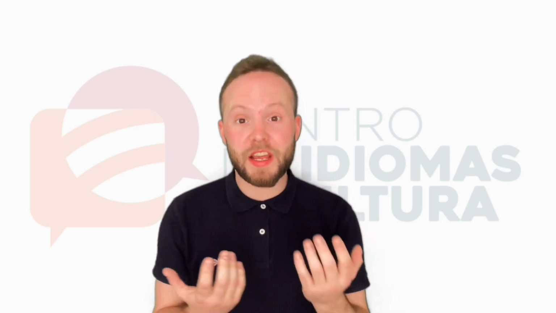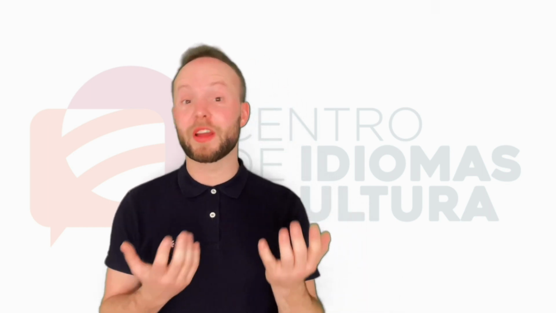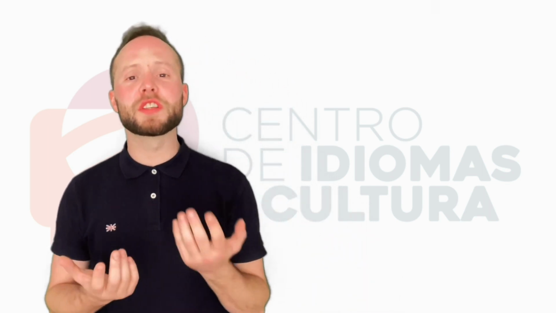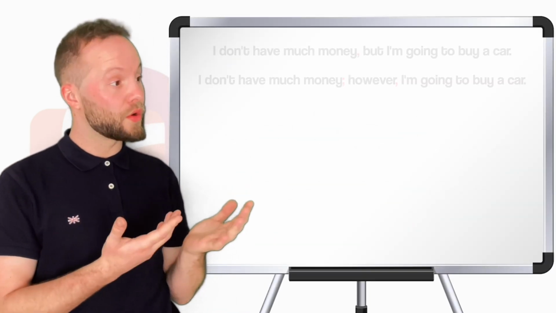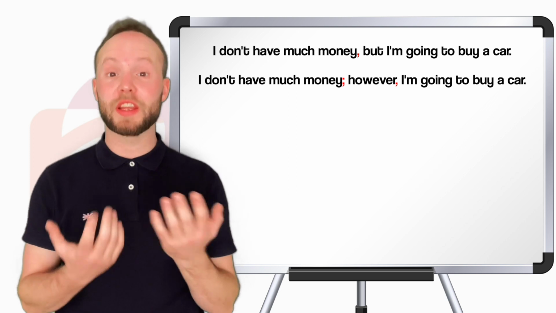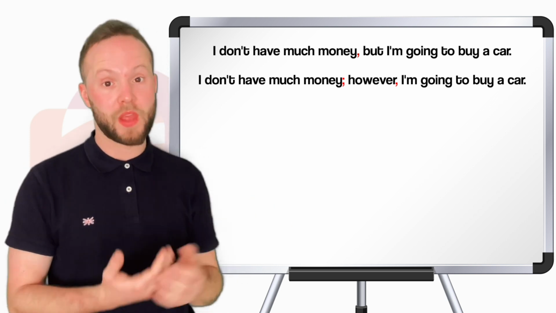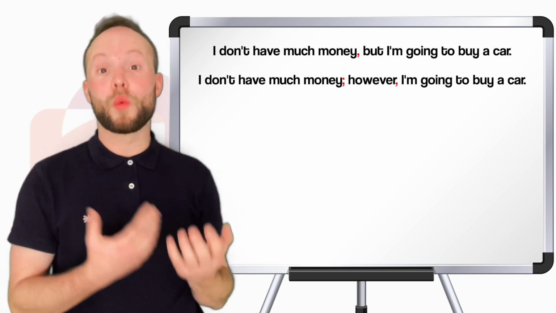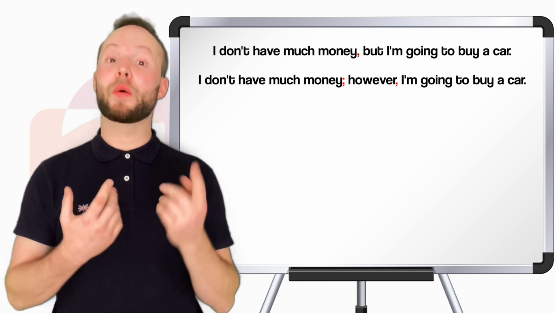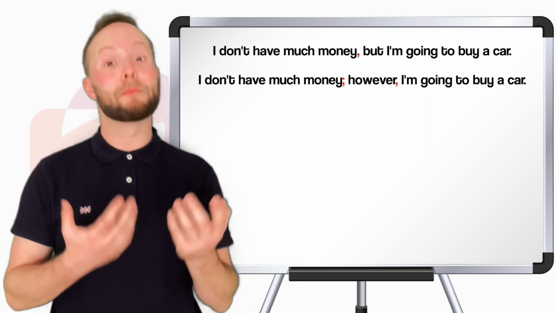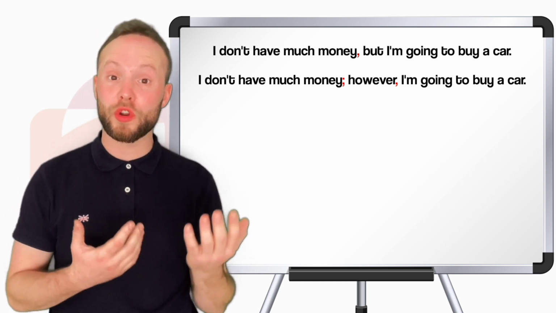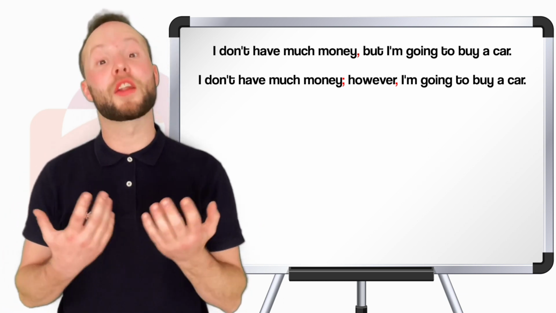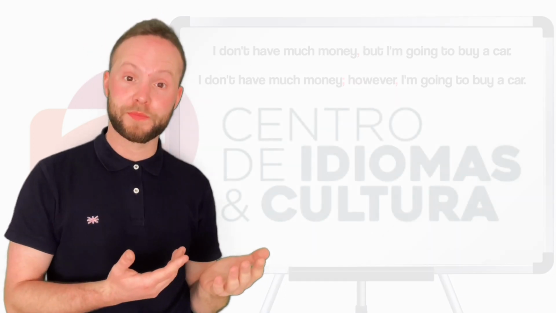In both of these cases, we could use however instead of but if we wanted to sound a bit more formal. Also note how the punctuation we need changes with however. If we use but, we need a comma after our first idea. But if we use however, we should use a semicolon before however and a comma afterwards.